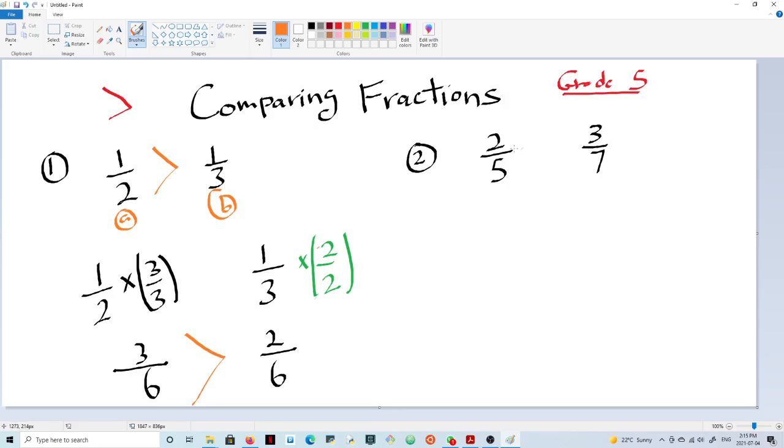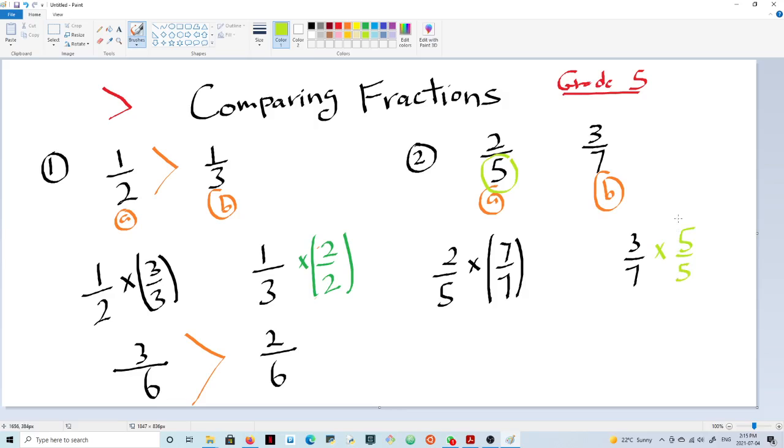Now let us look at the second one here. You have 2 upon 5 and 3 upon 7. So let's say this is fraction A, this is fraction B. So the denominator here is 7. So I'm going to go to fraction A and have 2 upon 5 multiplied by 7 upon 7, right? And here, 3 upon 7, fraction B, I'm going to take the denominator of A, so I'm going to multiply by 5 upon 5.